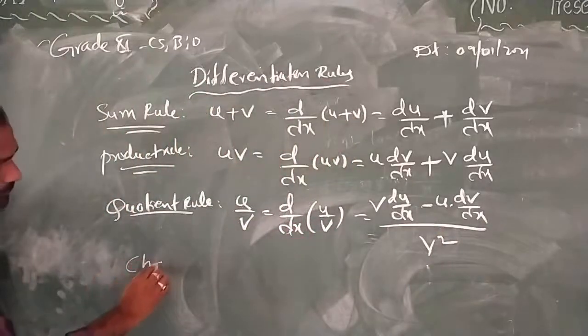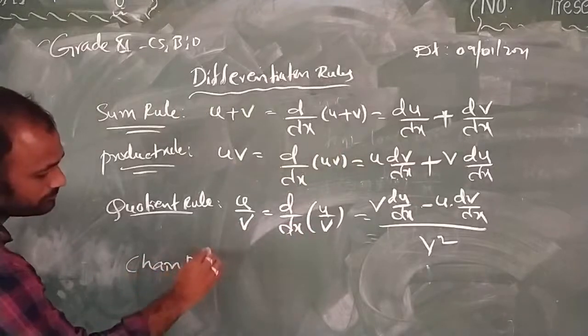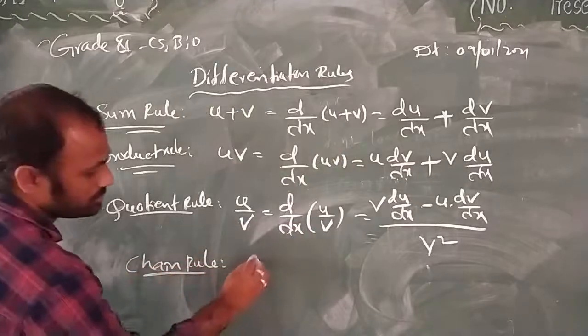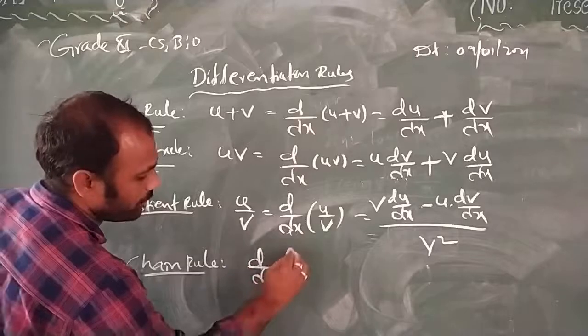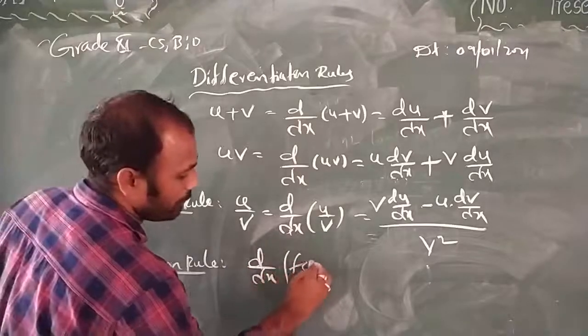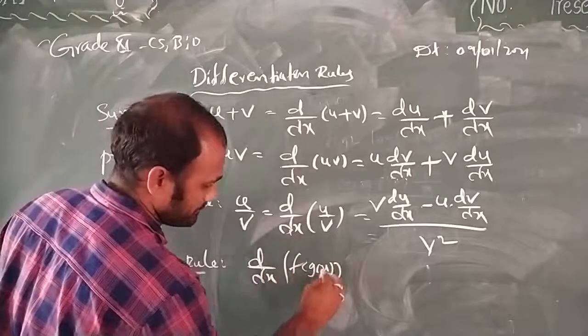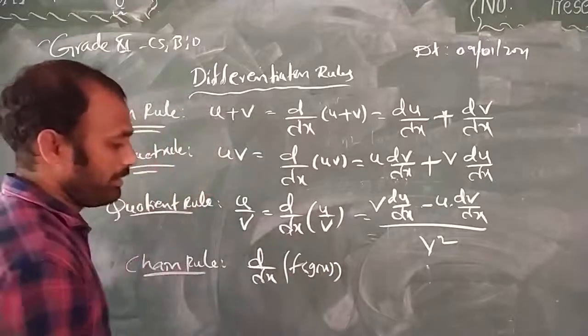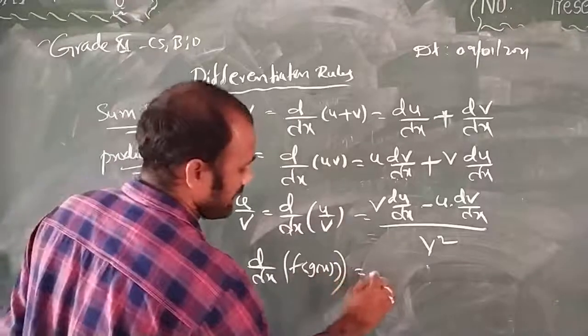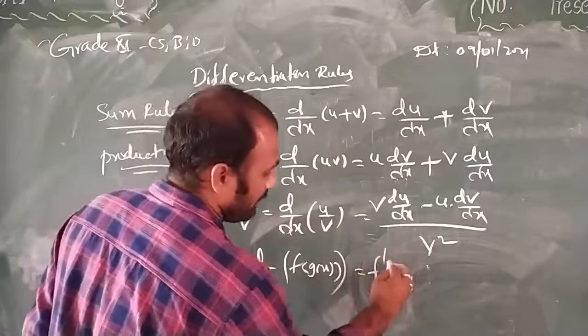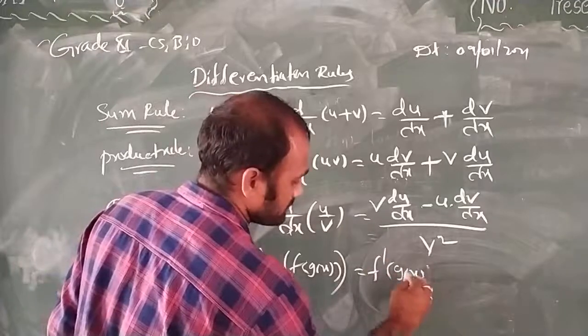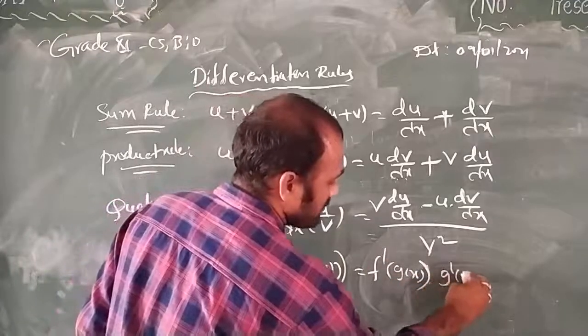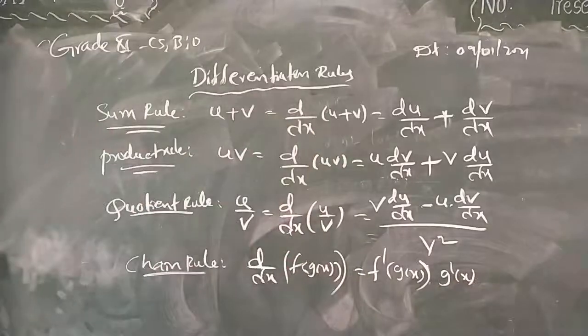Next, chain rule. So d by dx of f of g of x can be written as f dash of g of x into g dash of x. So these are the four rules.